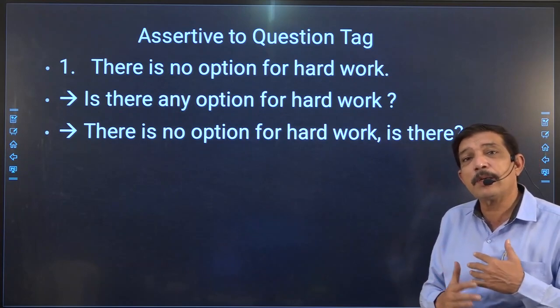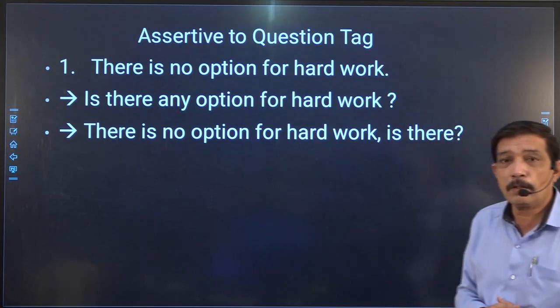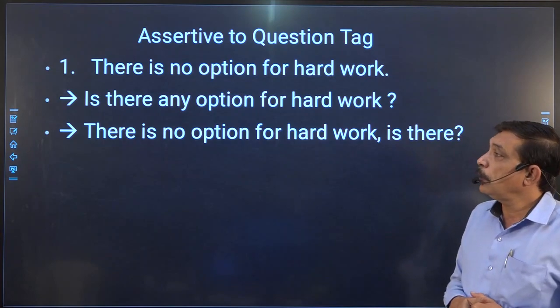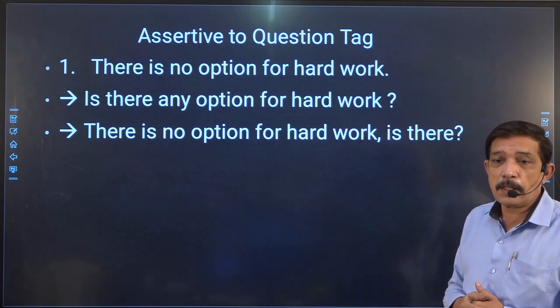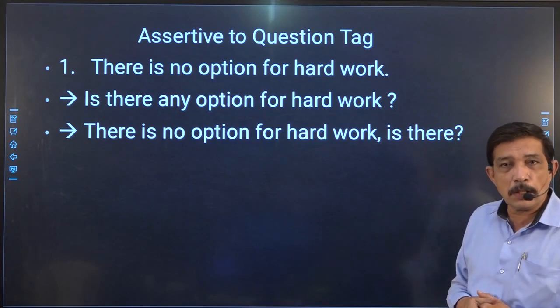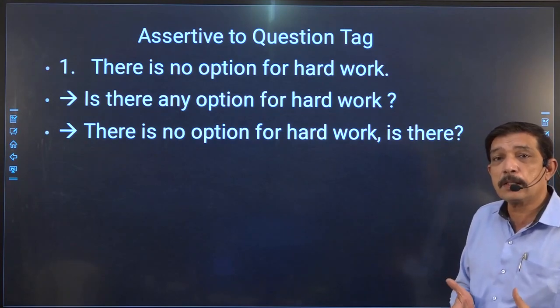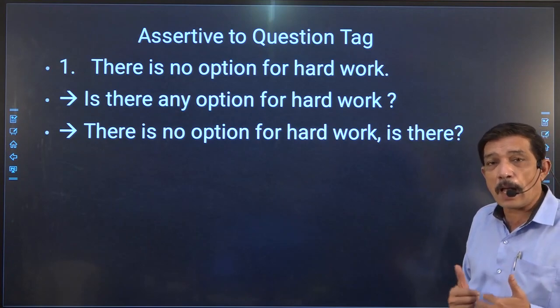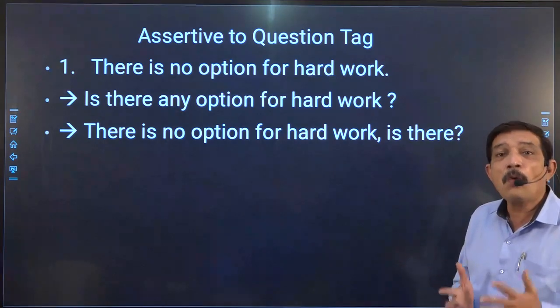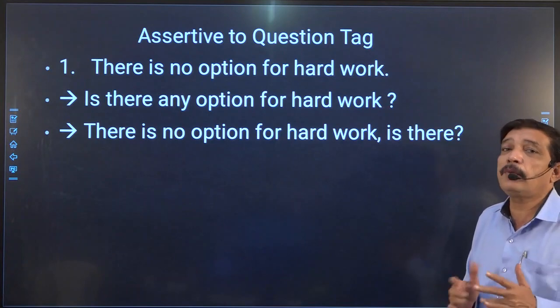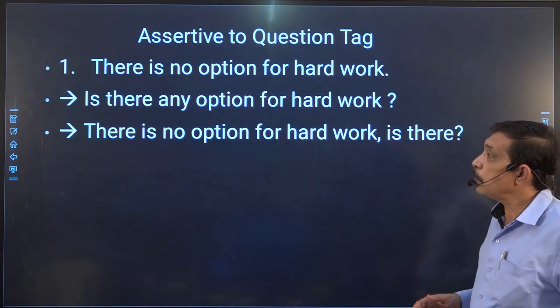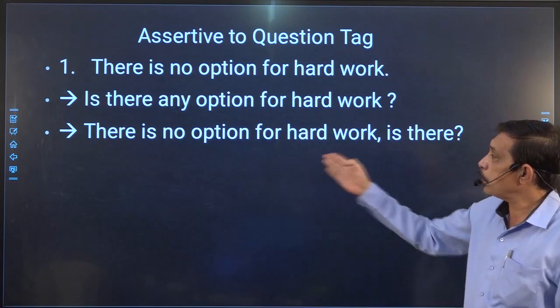So this year it becomes quite easy, but throughout life we have to make our own sentences, right? So learning this is equally important, whether it will be asked in the exam or not. If it is asked in the exam, then we should know which is the proper question tag that is formed out of the 4 options, and we have to select the correct one. So there is no option for hard work.